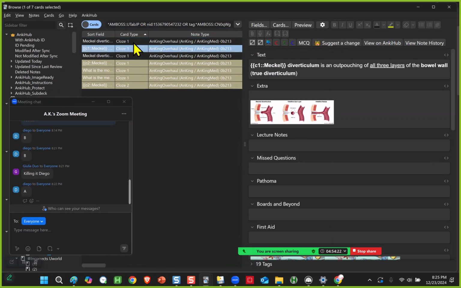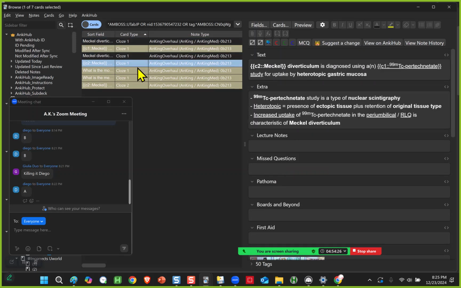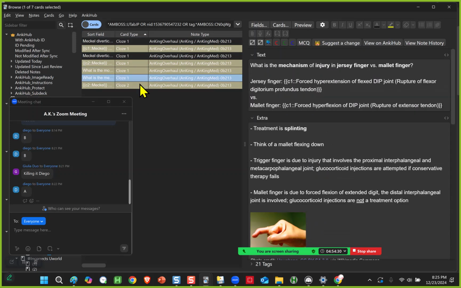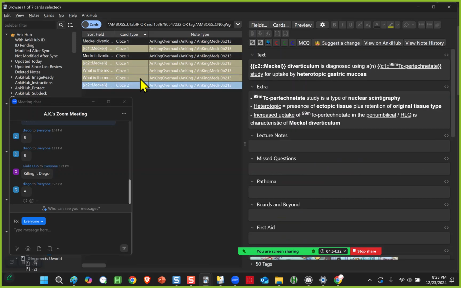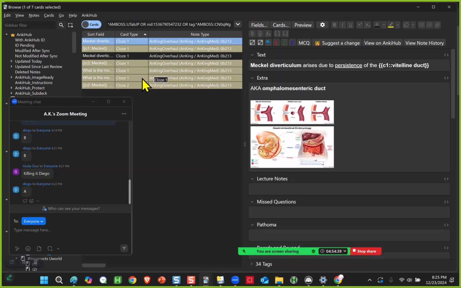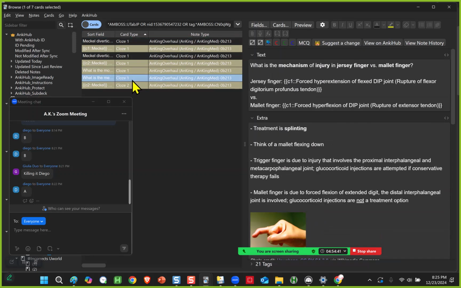We have a Meckel's diverticulum question that we got wrong. So it's going to show us some Meckel's diverticulum cards from the On King deck. I should mention that if you don't have the On King deck downloaded, these tags are specific to that. It's going to be much better to use those. And so these very specifically grab the Meckel's diverticulum questions that we got wrong, and the Jersey finger, mallet finger kind of differential diagnosis card that corresponds to the question that we got wrong there.